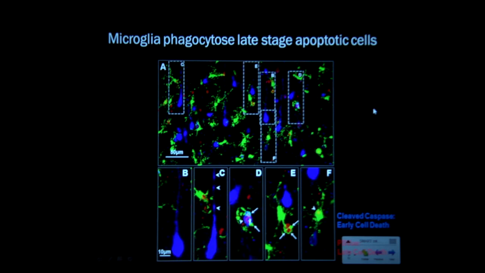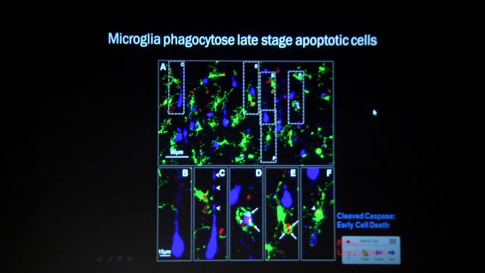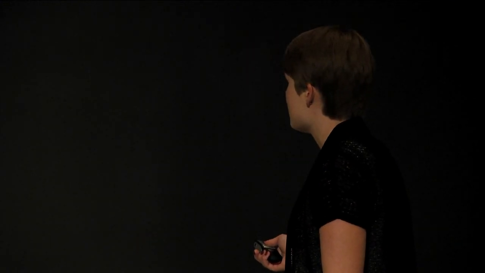Now, this is really important, and I would say that microglia are very smart in this distinction. As I told you before, if an apoptotic cell remains in the cortex too long, eventually it can't contain itself, it'll rupture, it'll hurt other cells in the surroundings. So microglia are going to want to clean up those cells that are in the late stages of cell death.